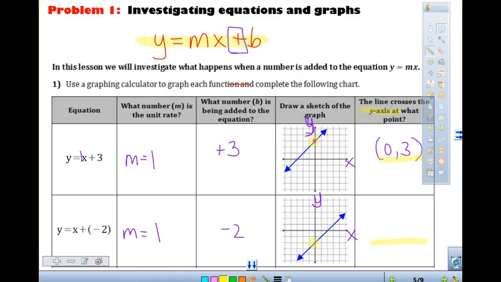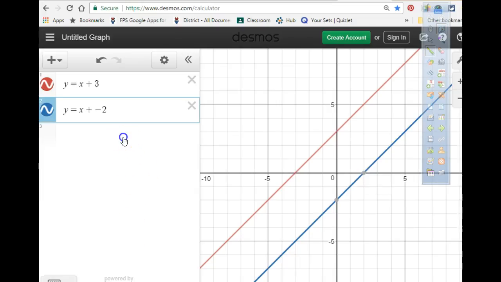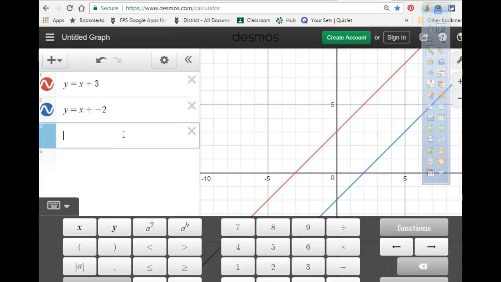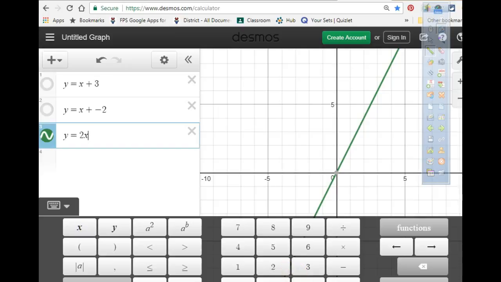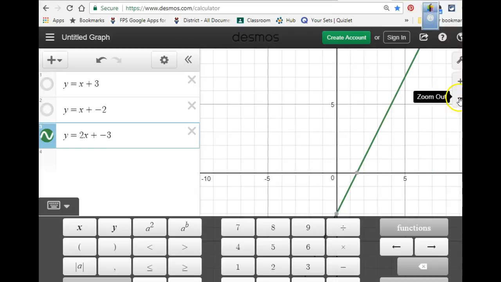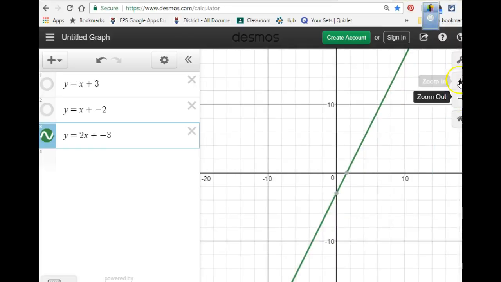Now, when you go to your calculator and you're going to graph, you're going to put in that next one, but we don't want to show these two lines because you should have answered those questions. We're going to go to y equals. The next one, Nikita, was y equals what? Y equals 2x plus negative 3. So we're going to put in 2x, and it was plus a negative 3. And if you want to zoom out or zoom in so that you can see that better, this is the home button, okay? So it always kind of takes you back.